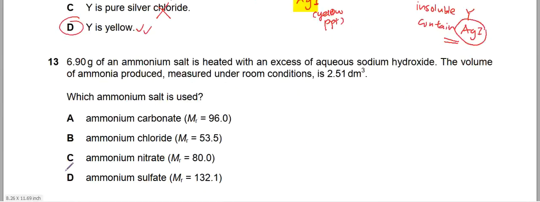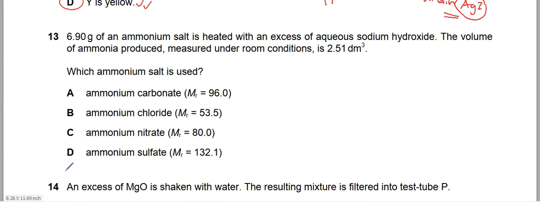Number 13. 6.9 grams of ammonium salt is heated with an excess of aqueous sodium hydroxide, so it produces ammonia, and this is the amount, 2.51 dm cube. So the first thing we can do is, we want to identify which ammonium salt. So it could be one of A, B, C, D here.